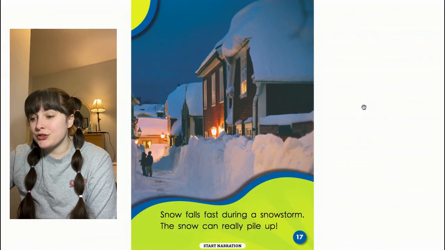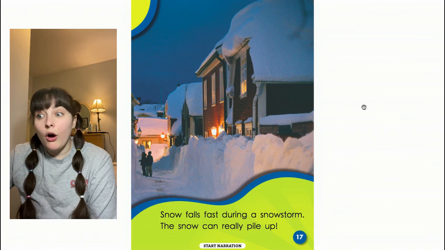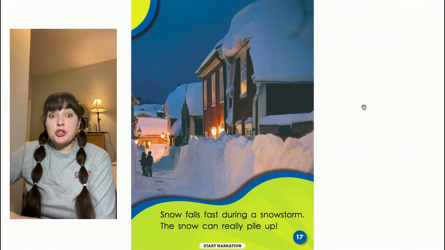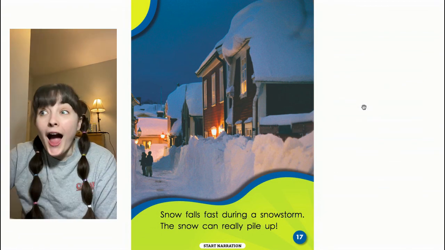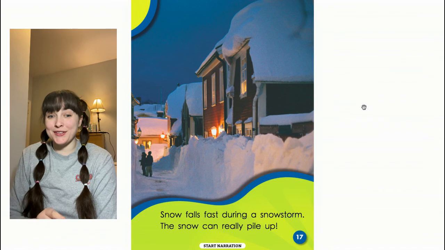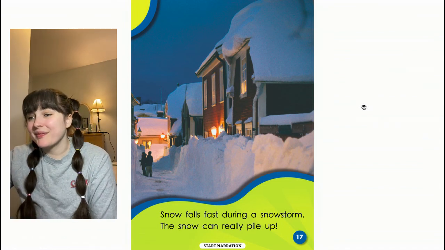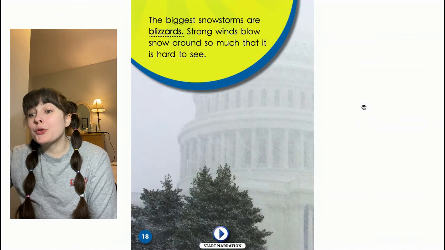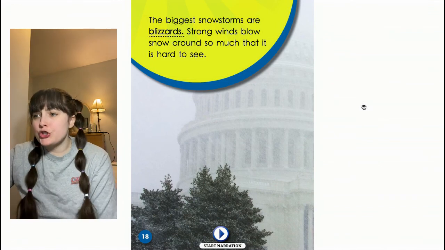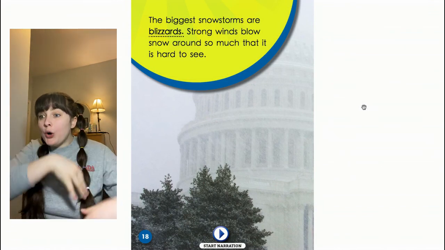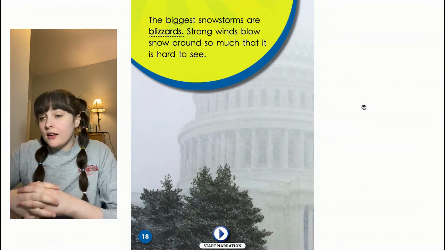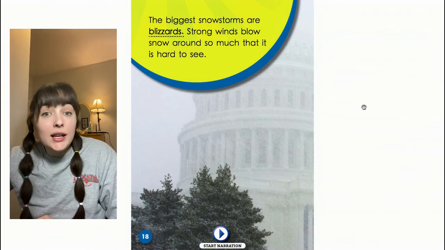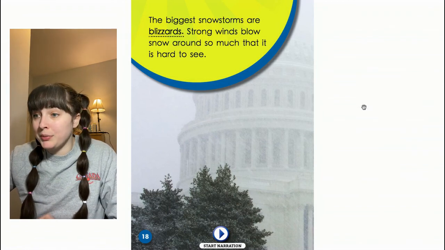Snow falls fast during a snowstorm. The snow can really pile up. Oh, have you ever gone outside and the snow was so tall, it was almost as tall as you? That's what happens when you have a snowstorm. The biggest snowstorms are blizzards. Strong winds blow snow all around so much that it's hard to see. Oh my goodness. You can't even see there's so much snow in a blizzard.